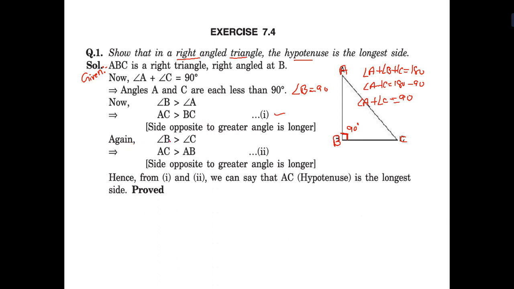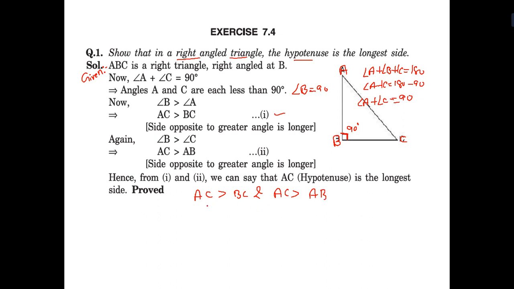Now again, angle B is greater than angle C. So angle B opposite side is AC and angle C opposite side is AB. So AC is greater than AB. Which criteria? Side opposite to greater angle is longer. Now from equations 1 and 2, AC is greater than BC and AC is greater than AB.